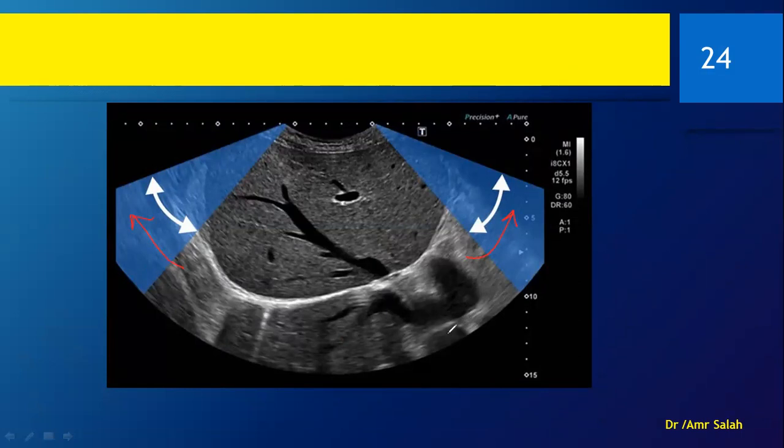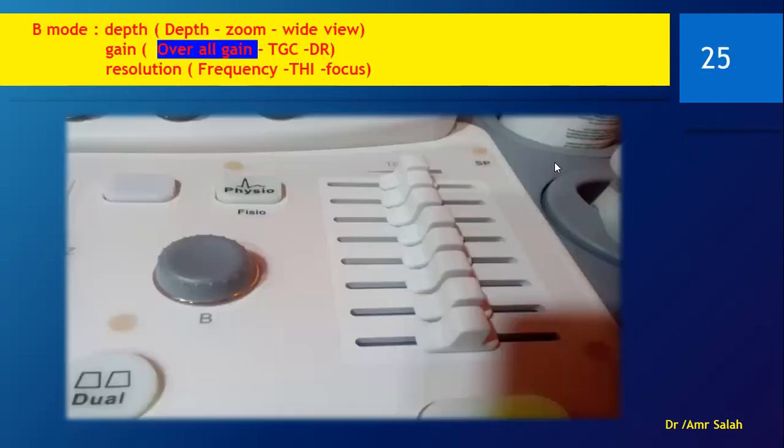Yeah, I can see that you are wondering now, does this function affect the image quality? Well, not much, not really. It does not really affect the image quality. Okay, so now we have covered all of the depth. Remember our mnemonic here in the B mode, we have the R, B, D. Now we finished the D, the depth, the zoom, and the wide view.